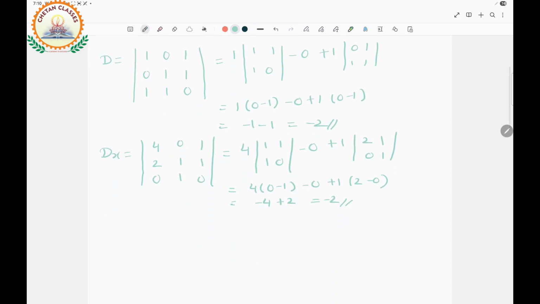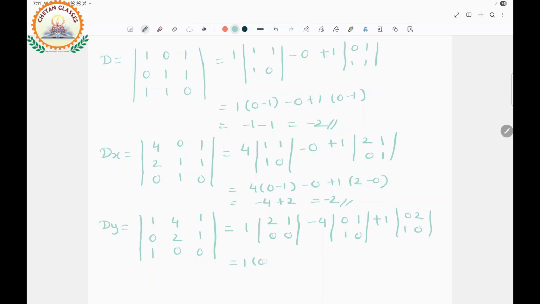Now dy. So dy is, put constant in second column, first and third column as it is. So 1, 0, 1. Here 4, 2, 0 and third column 1, 1, 0. So 1 into determinant of 2, 1, 0, 0 minus 4 into determinant of 0, 1, 1, 0 plus 1 into determinant of 0, 2, 1, 0 is equal to 1 into 0 minus 4 into 0 minus 1 plus 1 into 0 minus 2. So we get here 4 minus 2 is equal to 2.